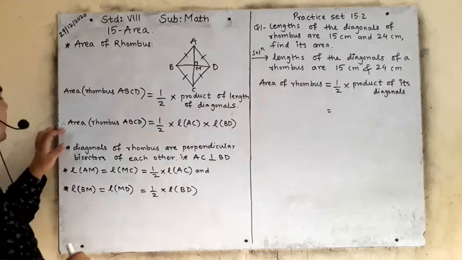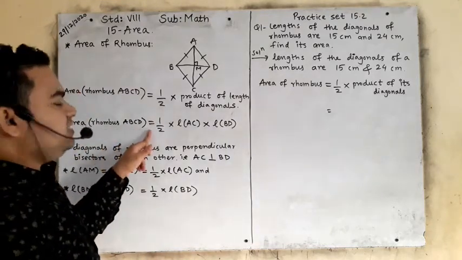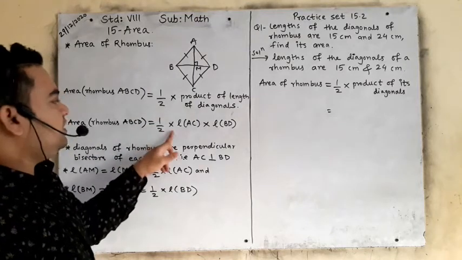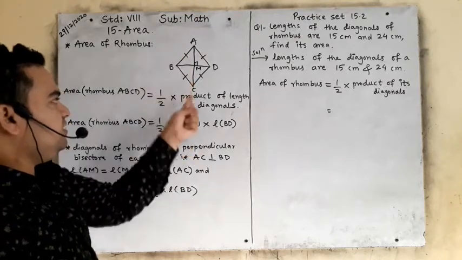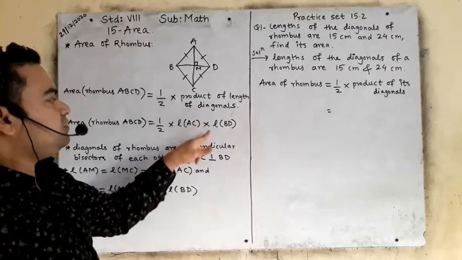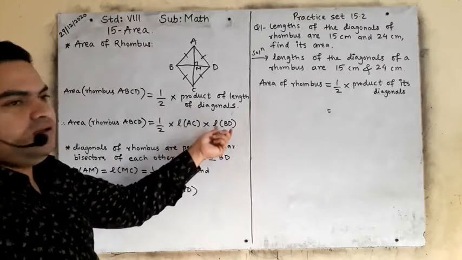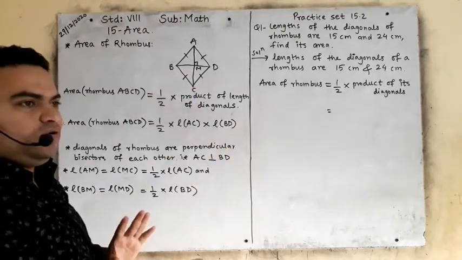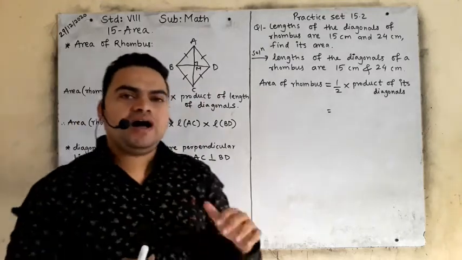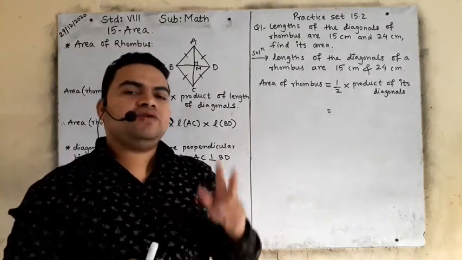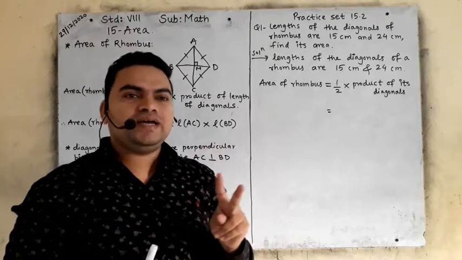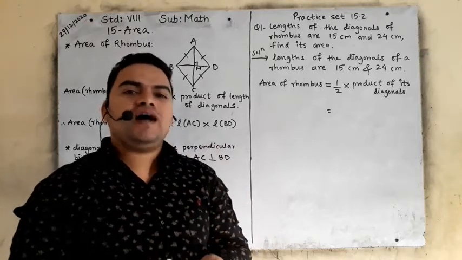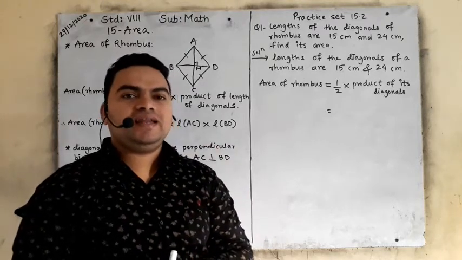See here. Therefore area of rhombus ABCD is equal to half multiplied by the length of AC, the first diagonal, and the length of BD, that is the other diagonal. It means you have to do half of the product of the lengths of the two diagonals. You have to multiply the two diagonals and then take half. That is called the area of a rhombus.